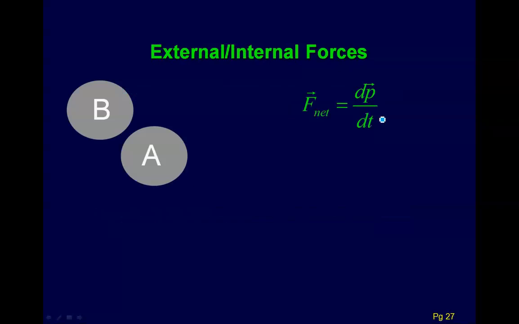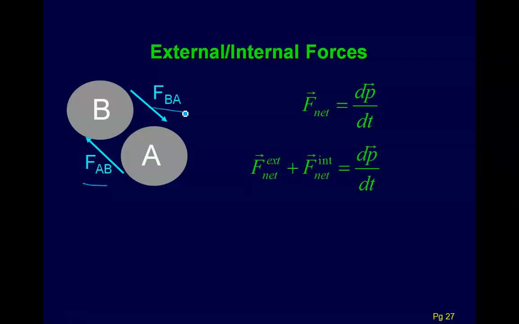Now if we think about this, let's look at a system like ball A and ball B, and let's say for instance that ball A and ball B collide. At the moment they collide, they're going to apply equal and opposite forces on each other according to Newton's third law. There'll be the force of A acting on B and the force of B acting on A. And so let's look at Newton's second law over here on the right. If we split up the net force, or actually let's think about the net force acting on our whole system, then we can break it into two kinds of forces, those that are external and those that are internal.